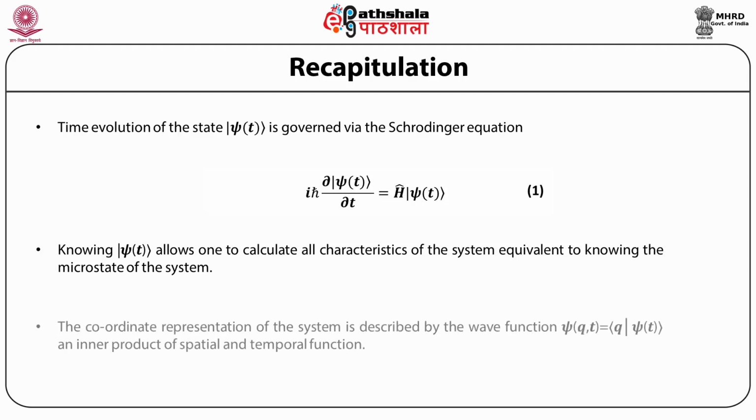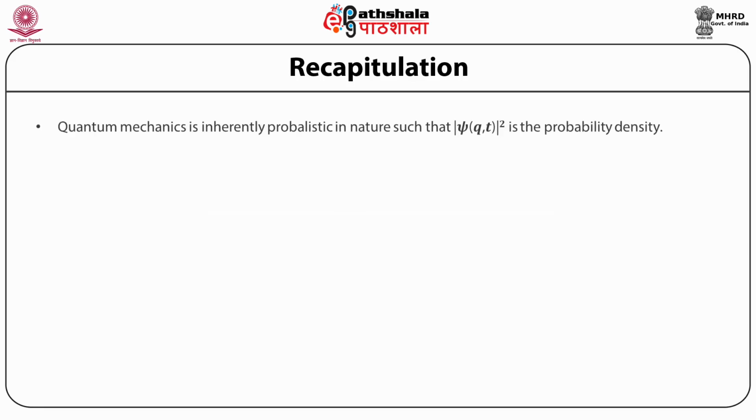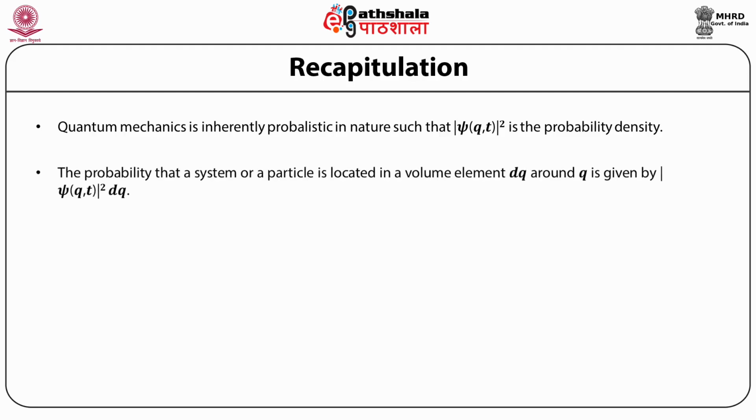The coordinate representation of the system is described by the wave function ψ(q,t), which is equal to <q|ψ(t)>, an inner product of the spatial and temporal function. That is, an inner product of vector q with ψ(t). Quantum mechanics is inherently probabilistic in nature, such that the mod square of ψ(q,t) is the probability density. The probability that a system or a particle is located in a volume element dq around q is given by the mod square of ψ(q,t) multiplied by dq.